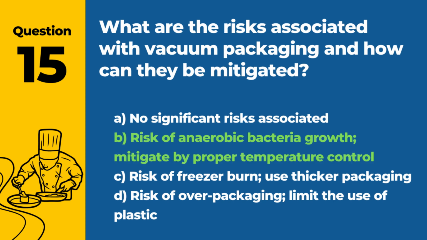Answer B. Risk of anaerobic bacteria growth. Mitigate by proper temperature control. The primary risk associated with vacuum packaging is the growth of anaerobic bacteria, such as Clostridium botulinum. This risk can be mitigated by maintaining proper temperature control and following food safety guidelines.